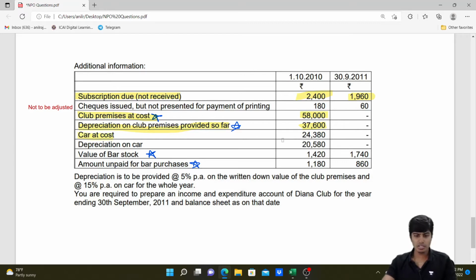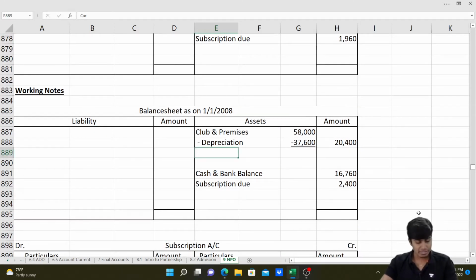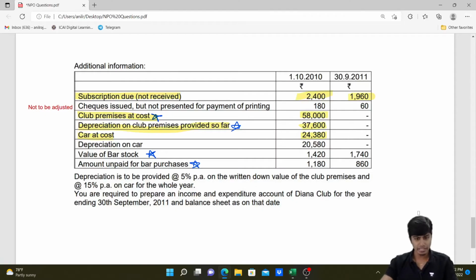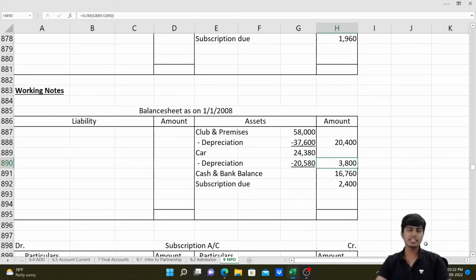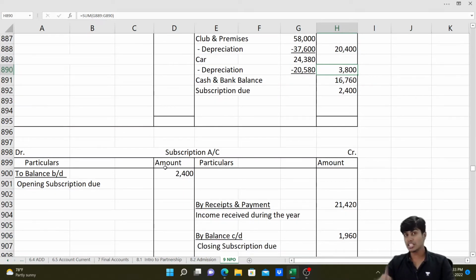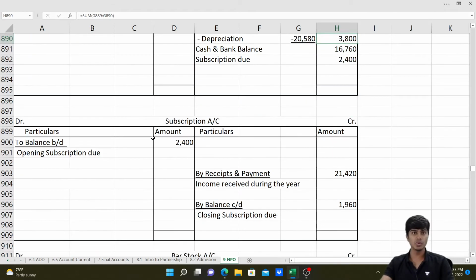We have car at cost. Car at cost is 24,380. So let me write in my opening balance sheet. Car at cost 24,380. Depreciation on that car, which is already there in the previous year, is 20,580. Let me depreciate for 20,580 to arrive at the value of the car as 3,800. 3,800 rupees is the book value of the car, which is sold. This car is sold and a new car is bought. Remember, this 3,800 value of the car is sold and new car is bought.